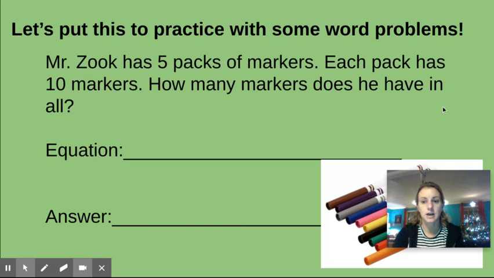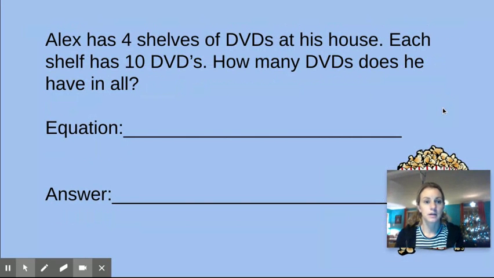And here is the last word problem. Alex has 4 shelves of DVDs at his house. Each shelf has 10 DVDs. How many DVDs does he have in all? Alex has 4 shelves of DVDs at his house. Each shelf has 10 DVDs. How many DVDs does he have in all? So again, what's your equation? And then an answer with your label.